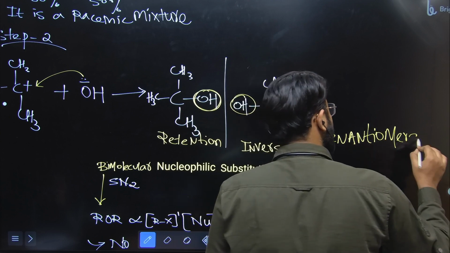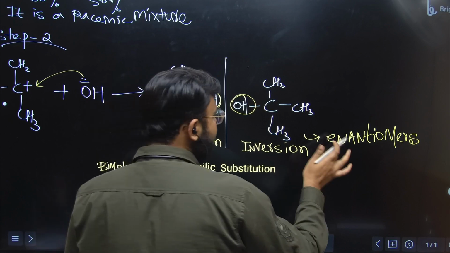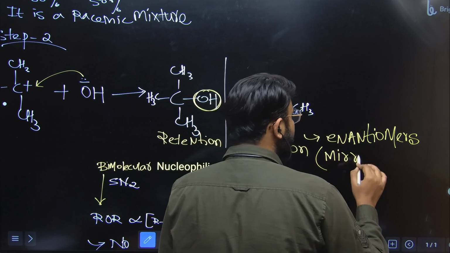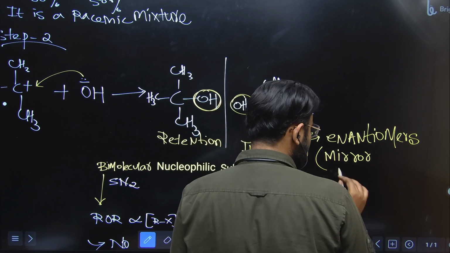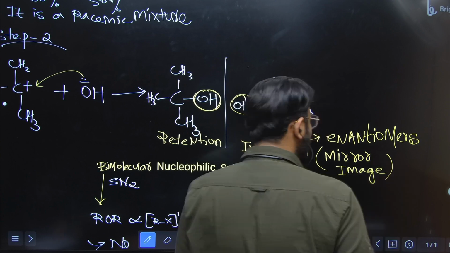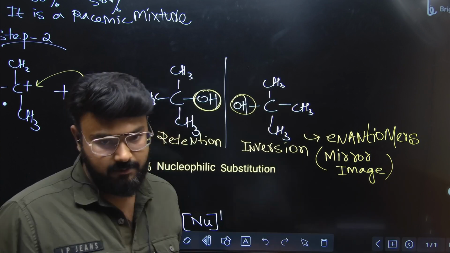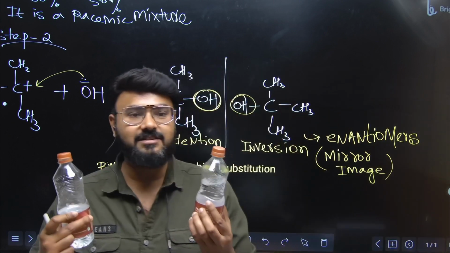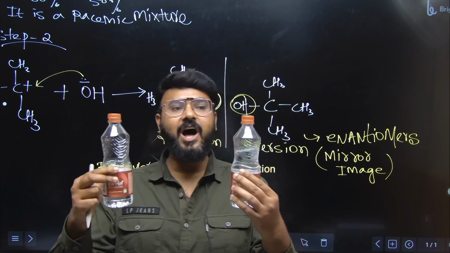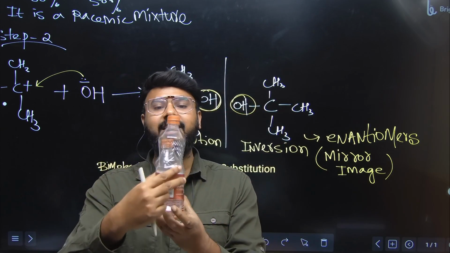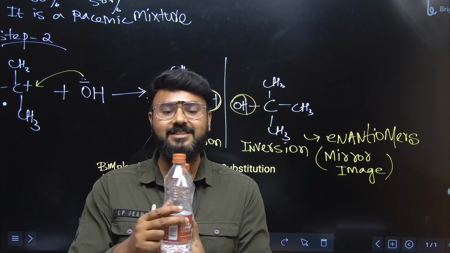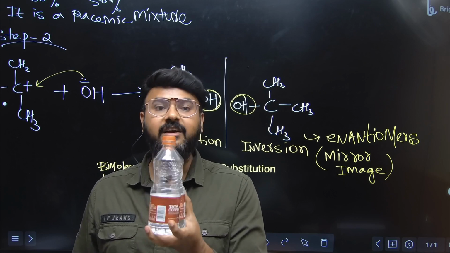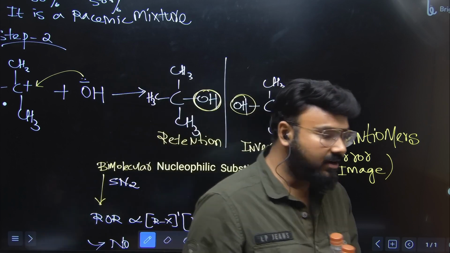Enantiomers. We call them enantiomers. Remember the condition: it should be a mirror image, non-superimposable, right? If you look at these two bottles, can you all see this? Now, if I keep this on it, it overlaps 100%. This is a superimposable image. This can't be an enantiomer. Online, everyone understood this?